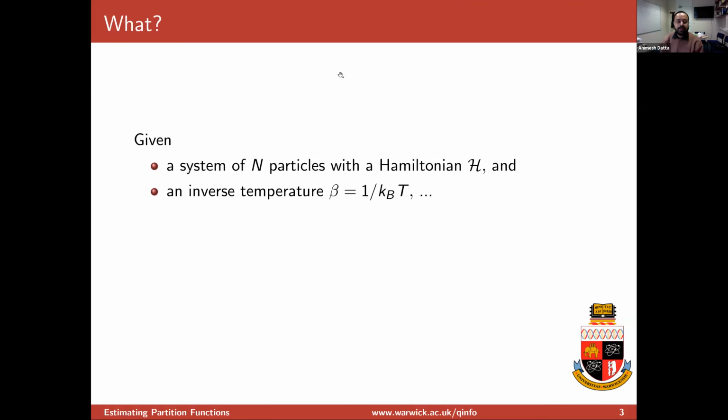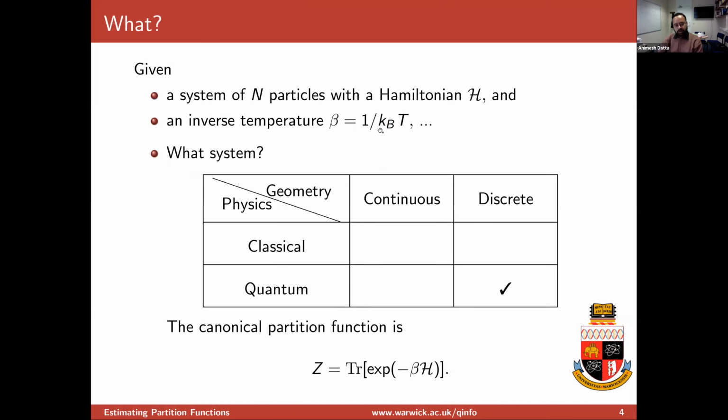Sorry, I got distracted. But anyway, we're talking about a system of n particles with a Hamiltonian and some temperature. The first question, of course, is what temperature, or what system, are we talking about? There's a whole set of possibilities. I tried to separate them into 4 categories, typically talking about whether the physics is quantum or classical, and whether it's continuous or discrete. And what I will talk about today is entirely in the bottom right corner, which is a quantum discrete system.